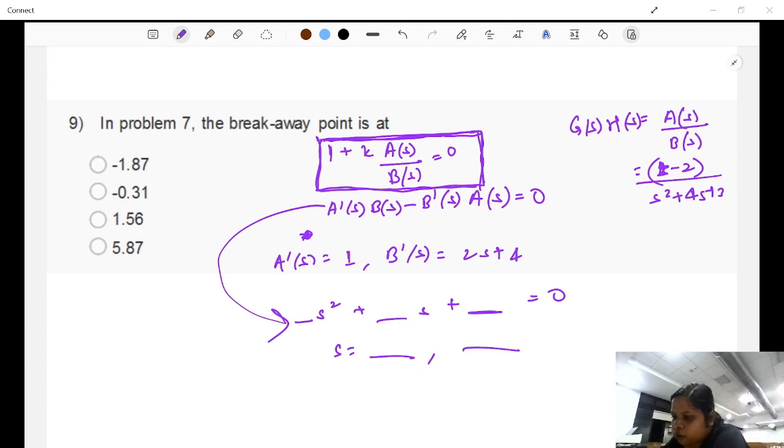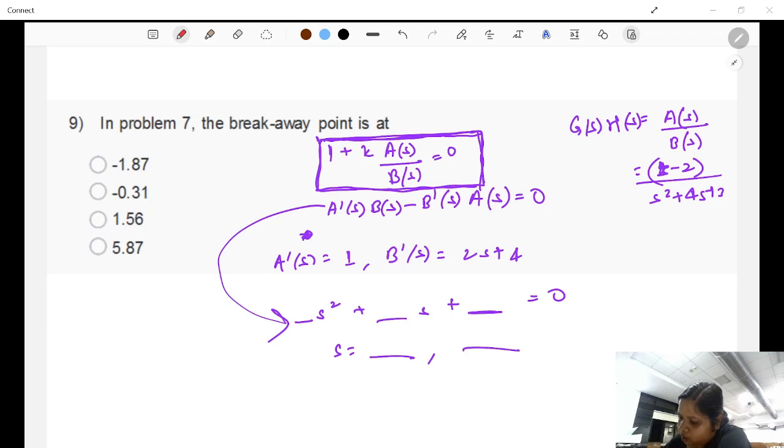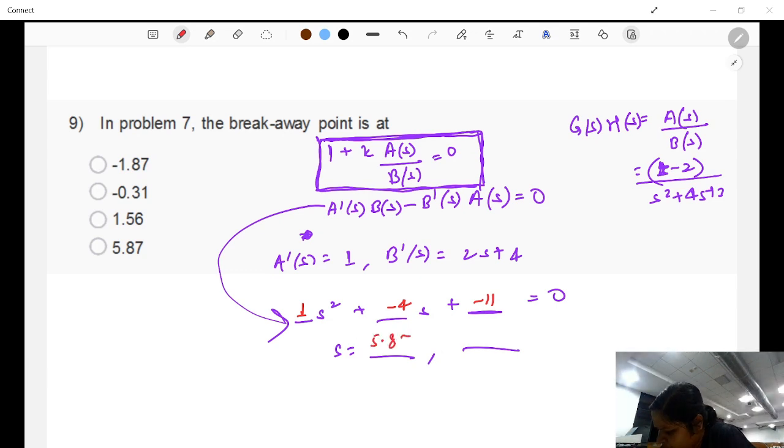When you try to find the coefficients, they would be 1, minus 4, and minus 11. And the s values that you're going to get are approximately 5.87 and minus 1.87. You can verify this yourself.